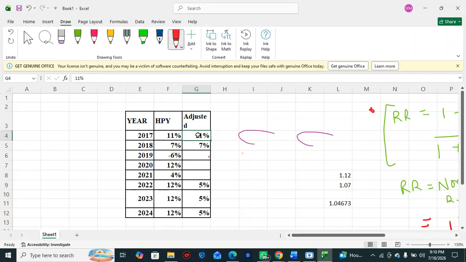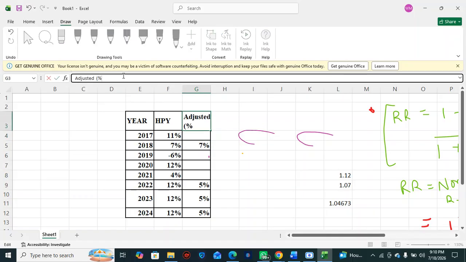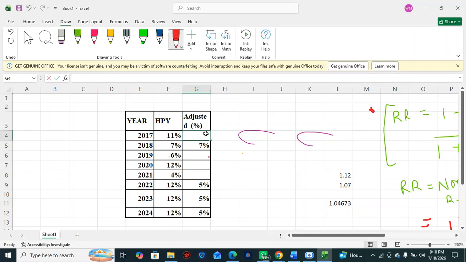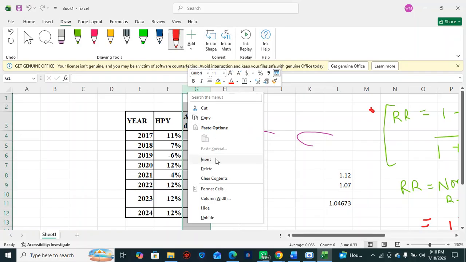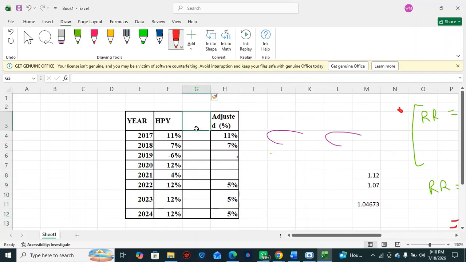Let me just put it here as percentage so that we know these numbers are percentages and I can easily calculate, because Excel converts them into decimals. Adjusted rates. Eleven.